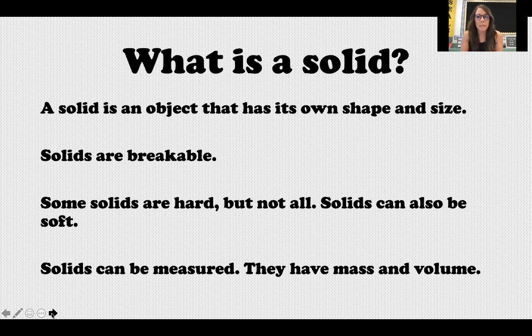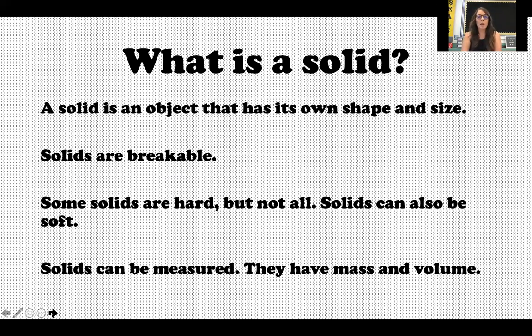All right, so let's talk about a solid first. It says, what is a solid? A solid is an object that has its own shape and size. I'll come back to that in just a second. Solids are breakable, which means they can be broken. Some solids are hard, but not all. Solids can also be soft. I'll give you some examples of some soft solids in just a minute. And solids can be measured. They have mass, which means they're heavy or light, and we can measure to find out exactly how heavy or light they are. And they have volume, which again means they take up space.